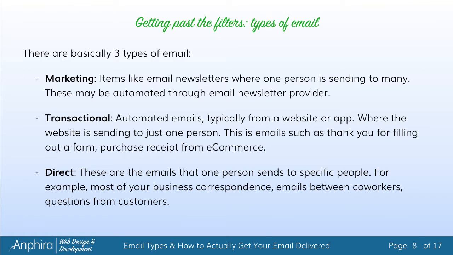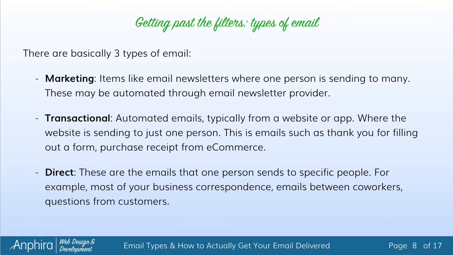The next type is transactional. These are normally automated emails, typically sent from a website or an application, and they are sent individually to just one person at a time. An example of these types of emails is if you filled out a form on a website and they sent you a thank you, if you signed up for a newsletter and you got a thank you, if you purchased something from a website and got a receipt.